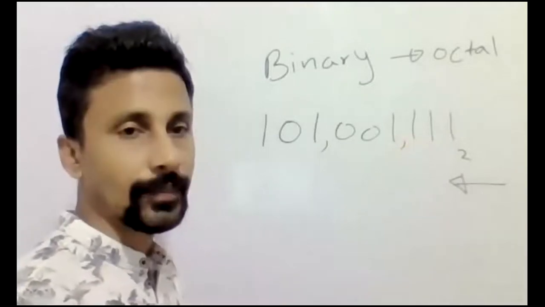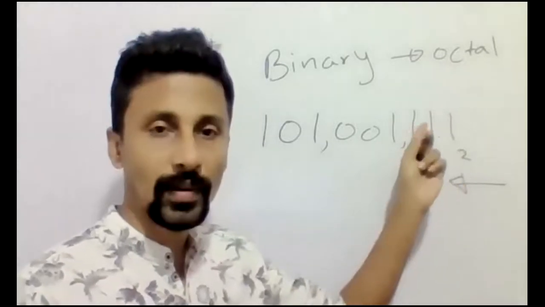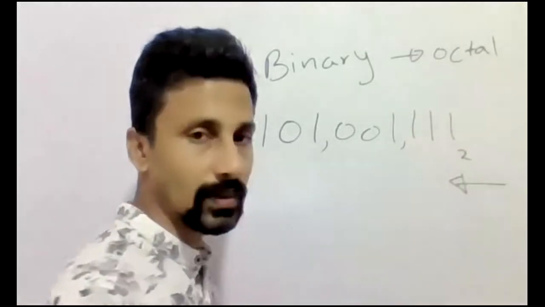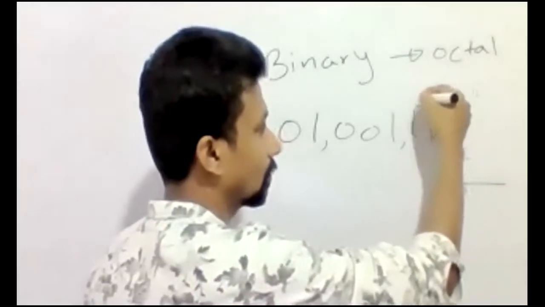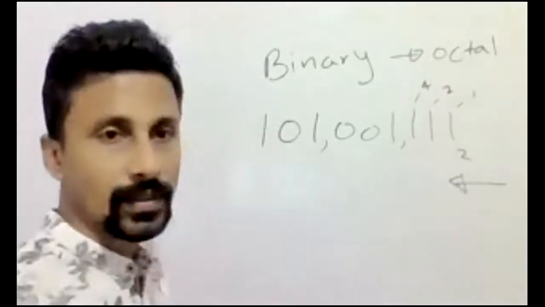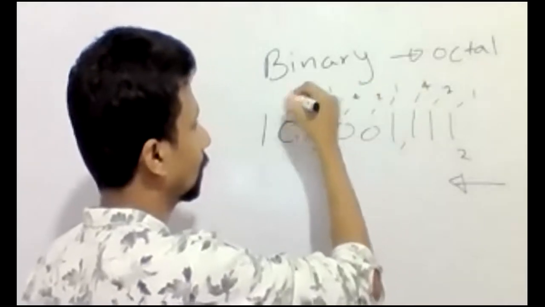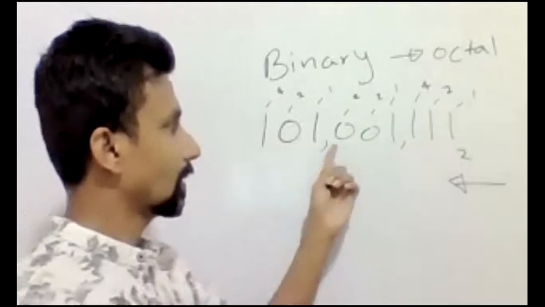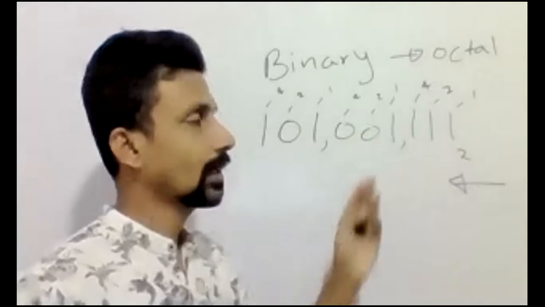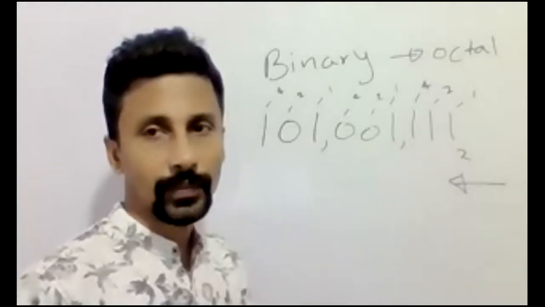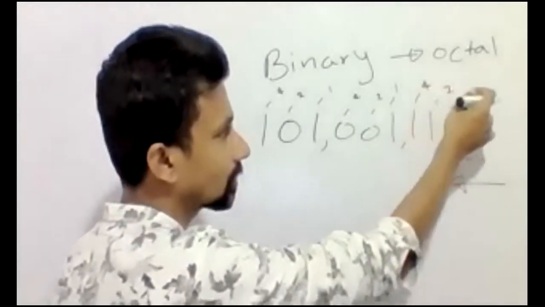Then for each part, now you know how to convert binary to decimal. That means you have to put 2 to the power here, starting from 2 to the power 0, which is 1. So you can put 1, 2 to the power 1 is 2, 2 to the power 2 is 4. Same way you can put here 1, 2, 4. Here also 1, 2, 4. Now, if you get 0, you don't add them together. If you have 1 only, you add that corresponding value. So from this portion you get 4 plus 2 plus 1, which is 7.